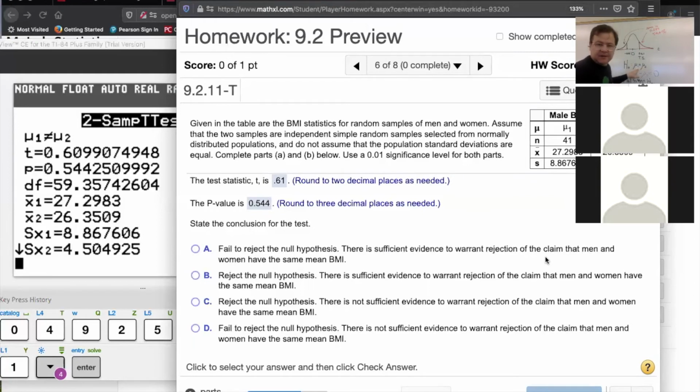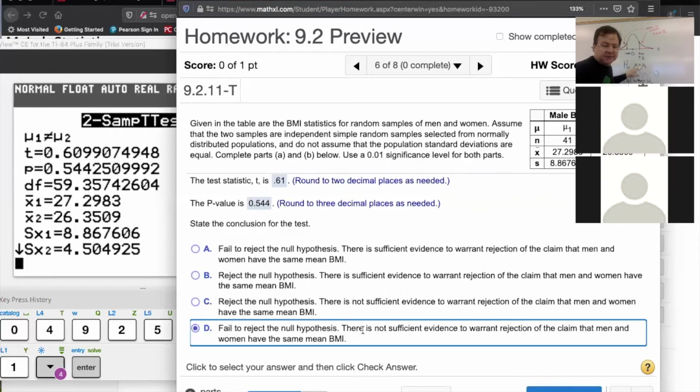And in A, it says there is sufficient evidence to warrant rejection of the claim that men and women have the same or equal mean BMI. So it's saying to reject it. No. What we really want to say is that there is not sufficient evidence to warrant rejection. So I think we're going to fail to reject the null hypothesis for that reason.